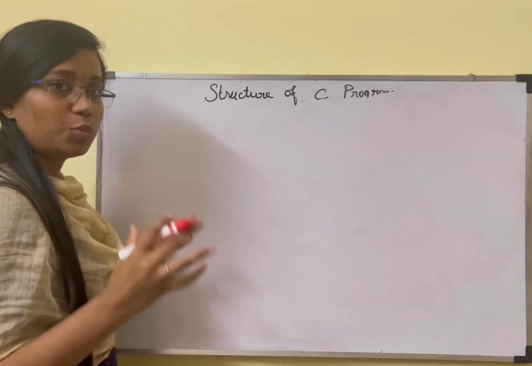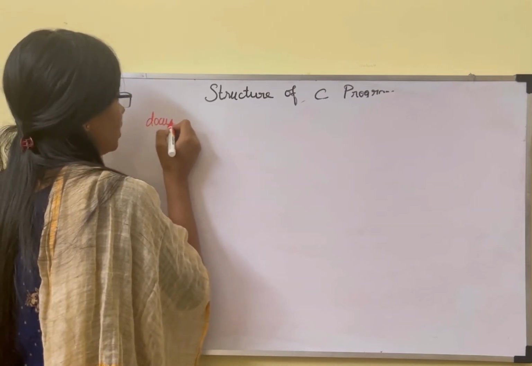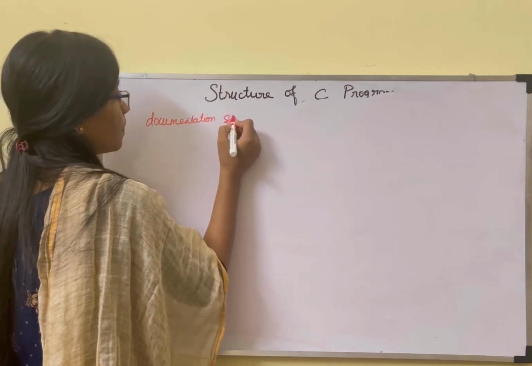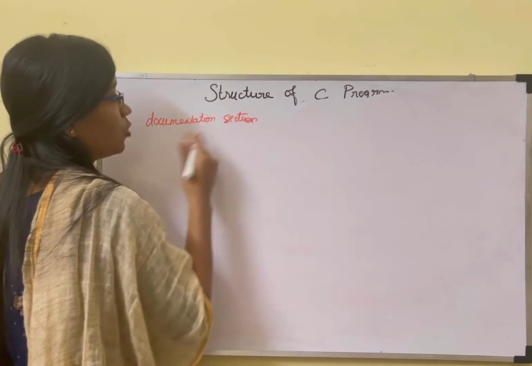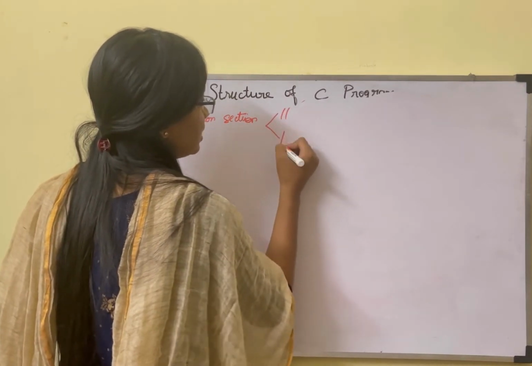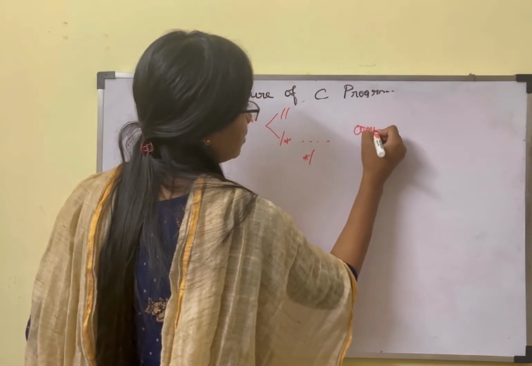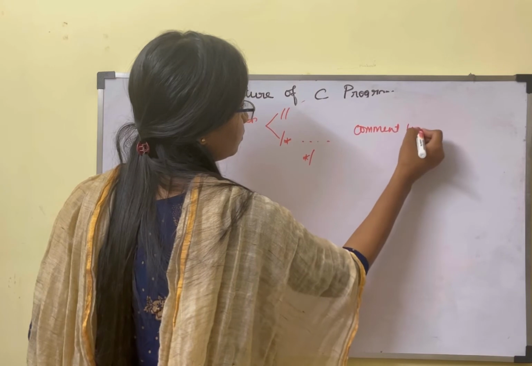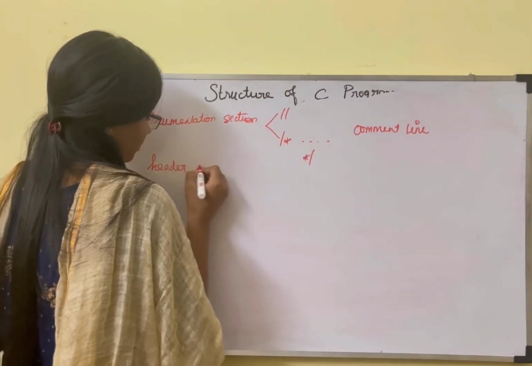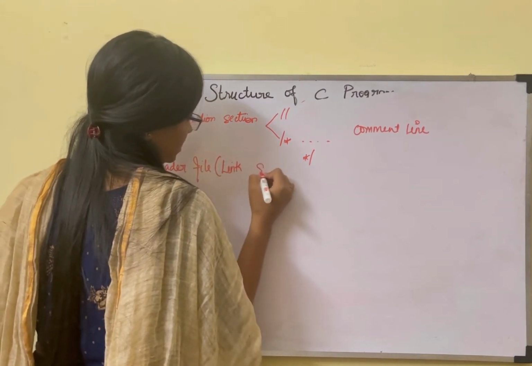Okay, now let us put all together and write a simple thing. First will be the documentation section, which is an optional part just for someone to understand what the program is for. So this contains 2 things: single line comment line and paragraph comment line. It is comment line. Then is the header file, which is known as link section.